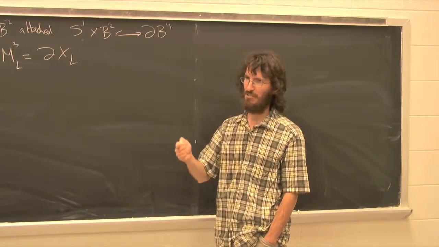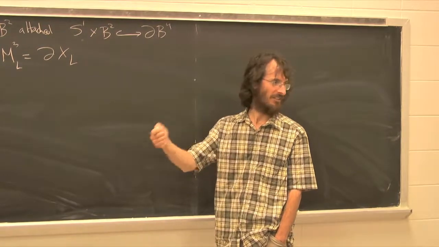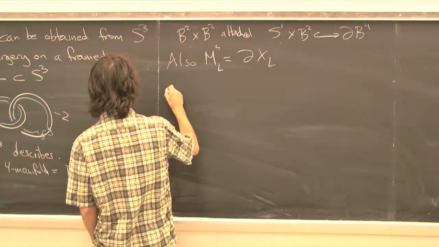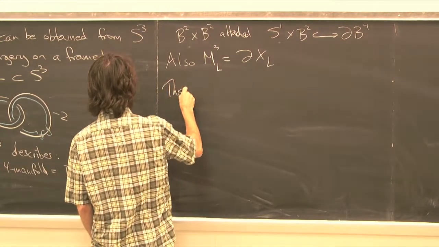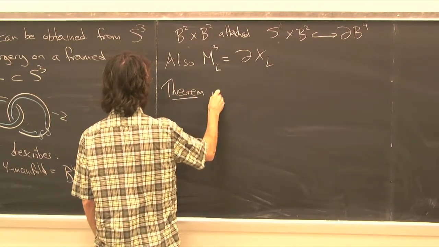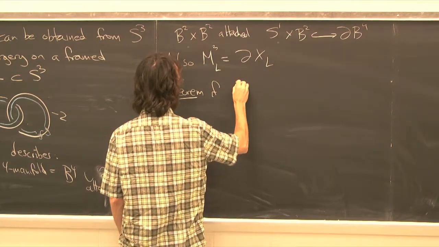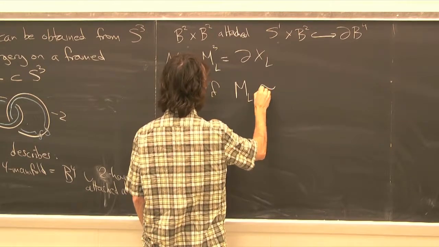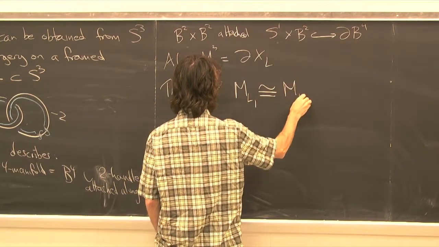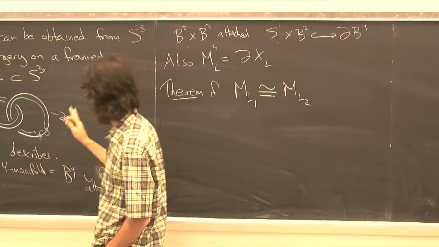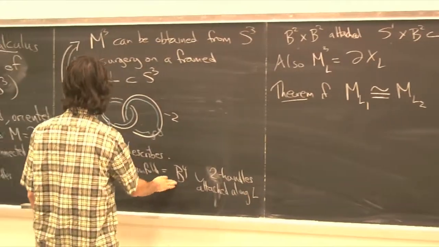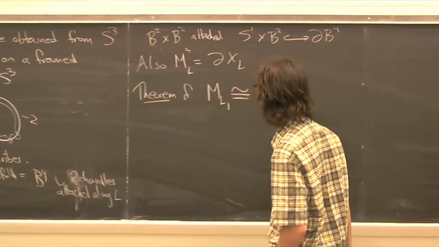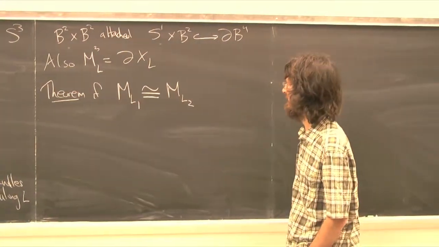Are there some moves that you can use to get the one framed link into the other framed link? And so the theorem says that if the 3-manifold M sub L1 is diffeomorphic to M sub L2. By the way, everything is oriented. This is an oriented 4-manifold. The links actually determine oriented 3-manifolds. This diffeomorphism is orientation preserving.